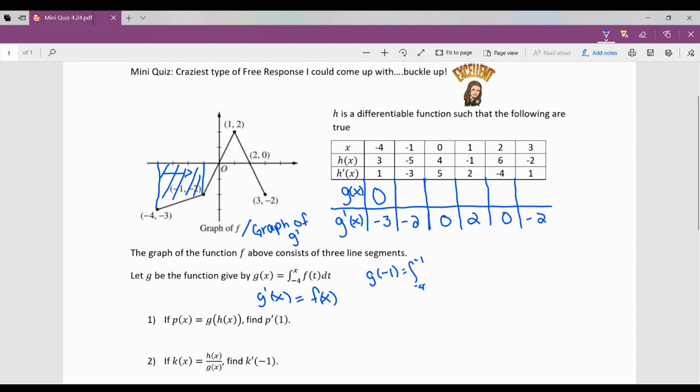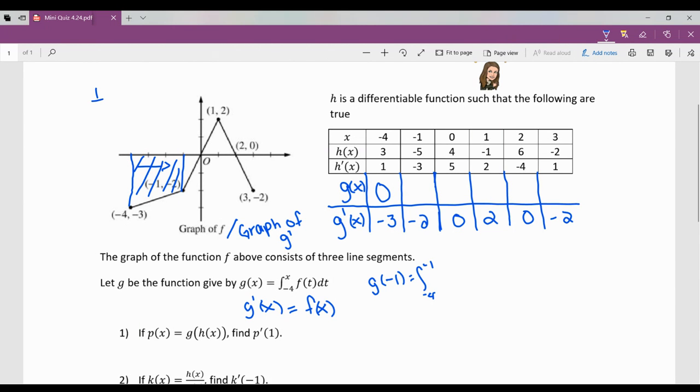You hear Riley barking. So the area of that trapezoid is going to be 1/2 times base 1 plus base 2, so 3 plus 2, times my height, which is 3. So we've got 5 times 3 is 15 over 2. But it's below the x-axis, so it's going to be negative. So -15 over 2.